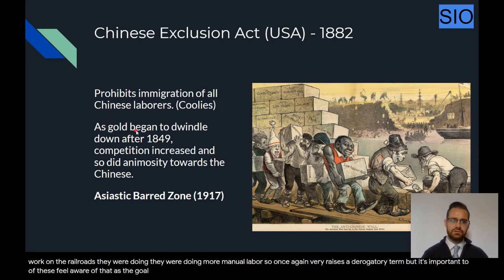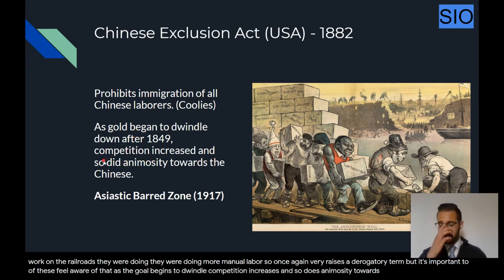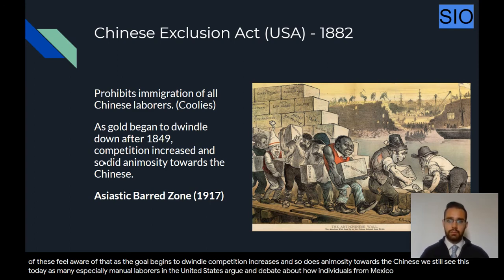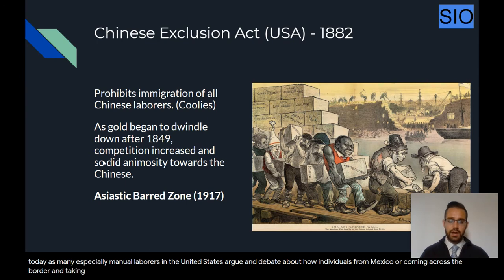As the gold begins to dwindle, competition increases, and so does animosity towards the Chinese. We still see this today as many, especially manual laborers in the United States, argue and debate about how individuals from Mexico are coming across the border and taking jobs from Americans. So this is new, and regardless of where you stand on the issue, that's not the point.